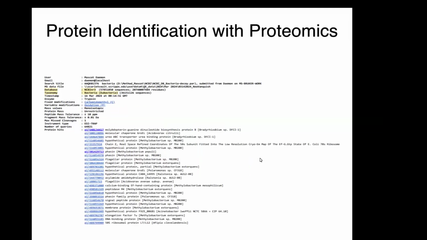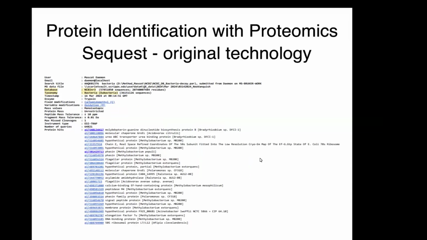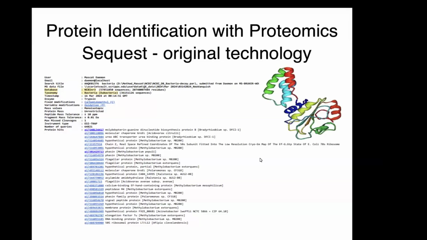And there are many tools that can be used to utilize this type of data. One of them being the original protein search engine software, which is SEQUEST, that was actually developed by our next speaker, John Yates, about 30 years ago, and is still in use today. So after you run the search, the software will generate a list of identified proteins, with the top protein result being the most abundant protein.